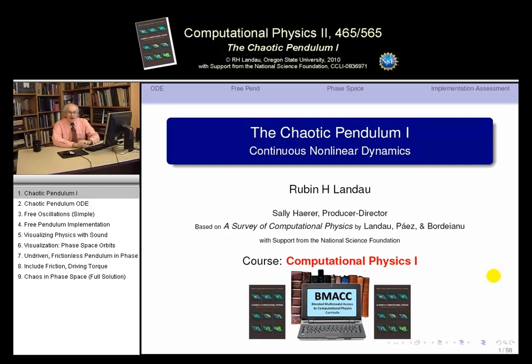Today we'll continue with our presentation of chaotic material, and we'll talk about the chaotic pendulum. So this is continuous nonlinear dynamics. We've already discussed the logistic map, or bugs, and we saw that chaos can come in various forms, but even when there's chaos, there's some interesting structure down below. And that's a typical characteristic of nonlinear behavior.